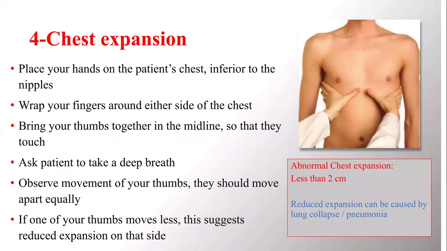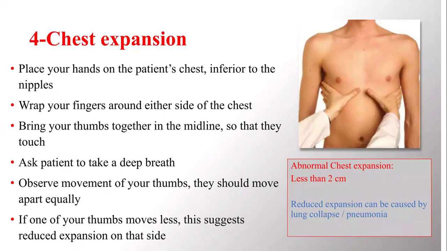Place your hands on the patient's chest, inferior to the nipples, just as we can see from the diagram here. Wrap your hands around either side of the chest. Bring your thumbs together in the midline so they can touch. Okay. Ask the patient to take a deep breath. Observe movement of your thumbs. They should move apart equally.